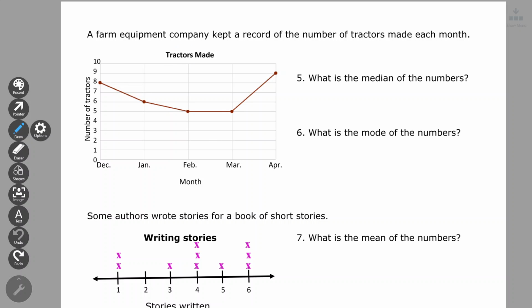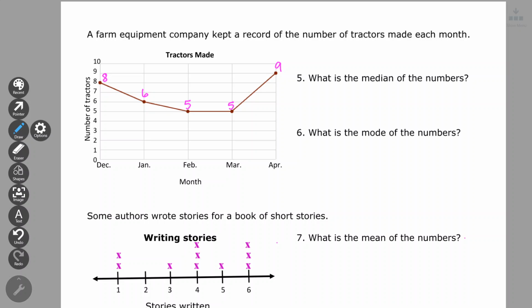Okay, so in December, how many were made? 8. So I'm going to write that down, 8. In January, how many were made? We'll go over from the dot to the 6. So there were 6 made. February, go up until you hit the dot and then go over, and that would be 5. In March, you're going to go up to the dot and go over. 5 were made again. And then in April, you're going to go up and go all the way over, and this one is 9. So in April, 9 were made.